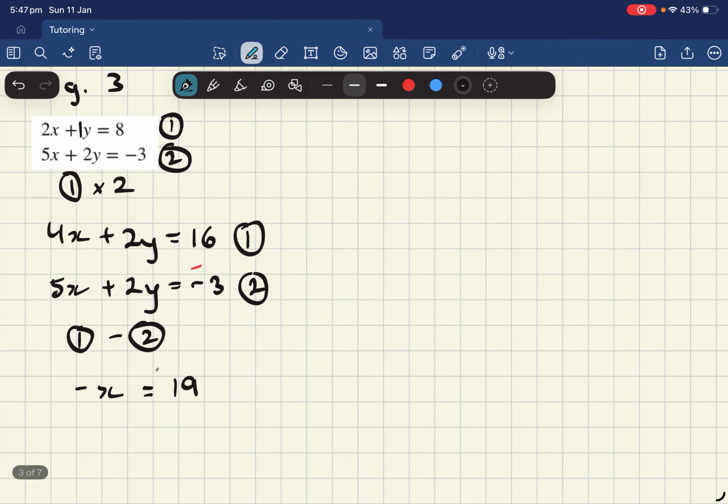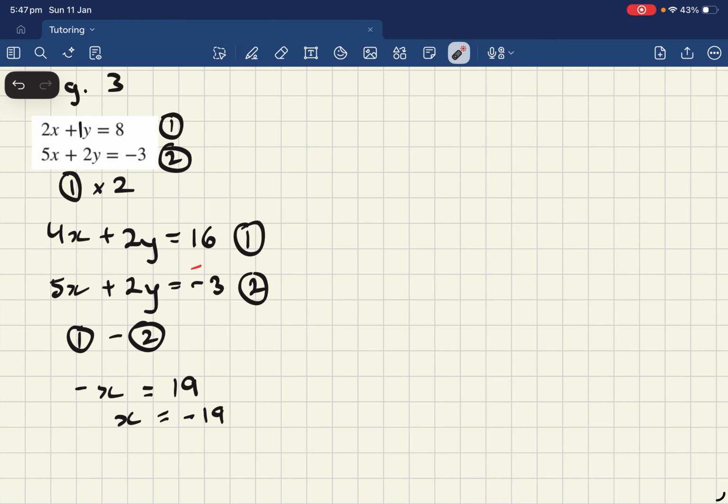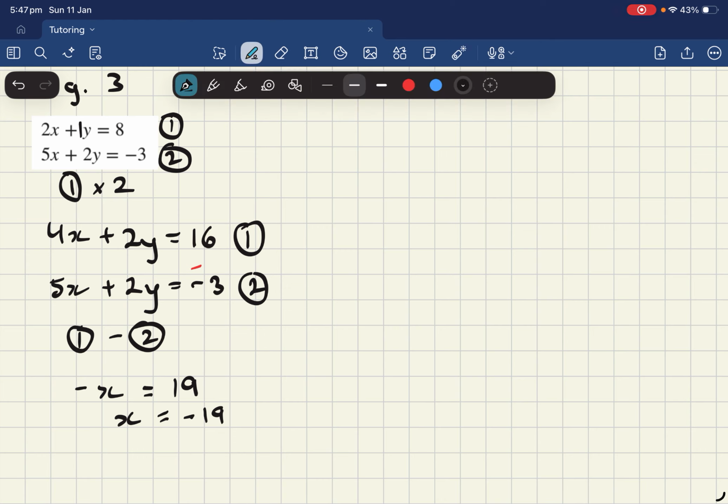And negative x equals 19, so we can divide both sides by negative 1 to give us x on its own equals minus 19. Okay, so now that we have this, we can substitute this back into really either this equation, or this new equivalent one I've made for equation 1. But just by looking at it, I can see the path of least resistance comes from equation 1. So I'm going to sub x equals minus 19 into equation 1.